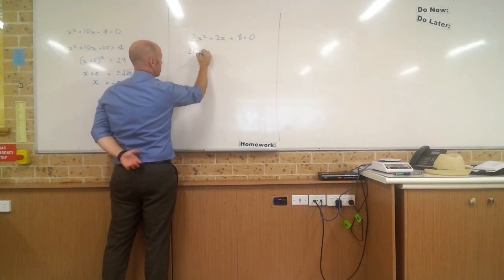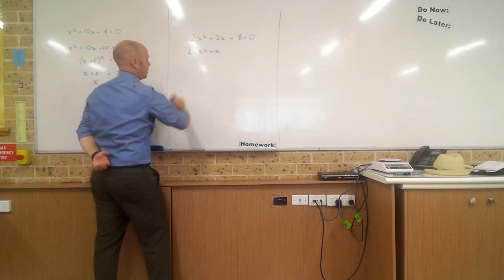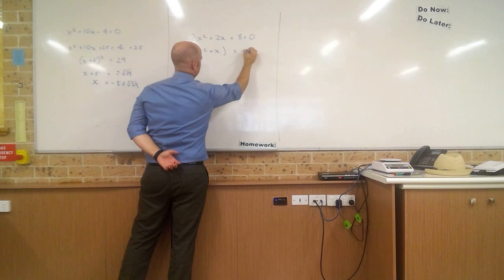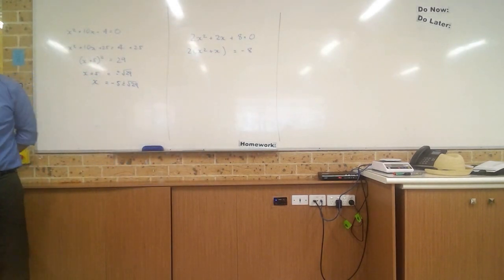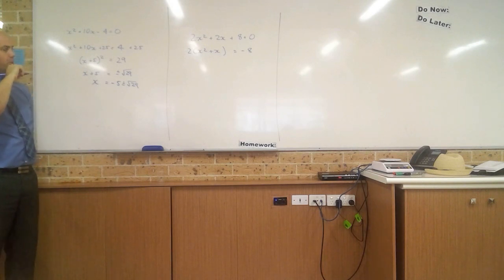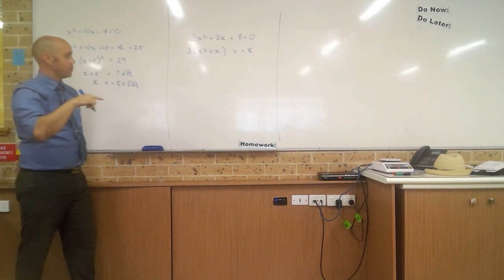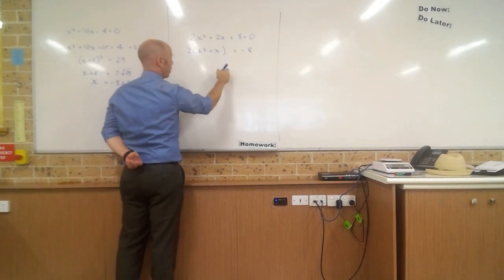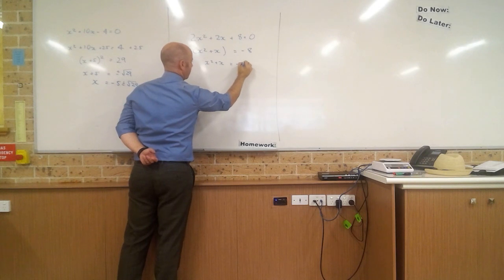So I want to factorise this number out after I move the 8 across. I'll move that across first. Okay, so I factorise that number out after I move the 8 across. And then I can just divide that number 2 from both sides. So x squared plus x equals -4.